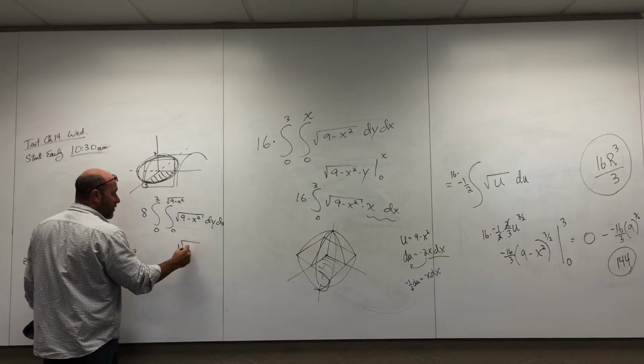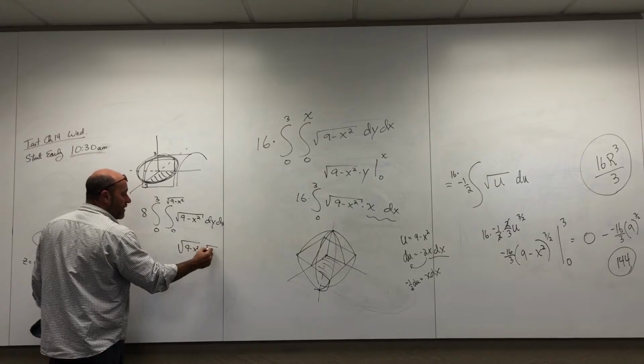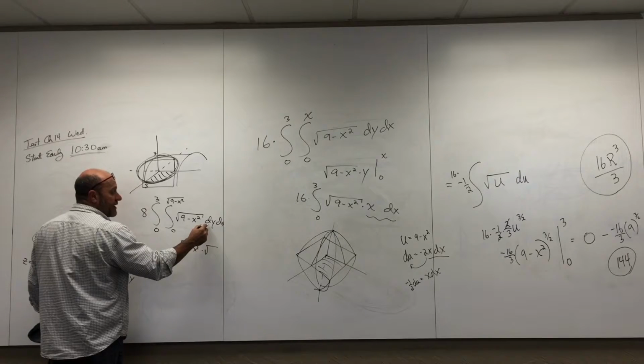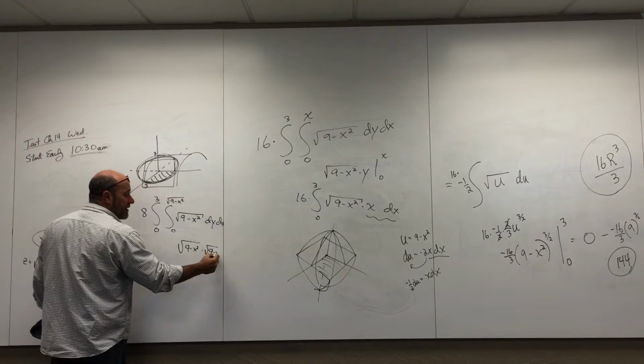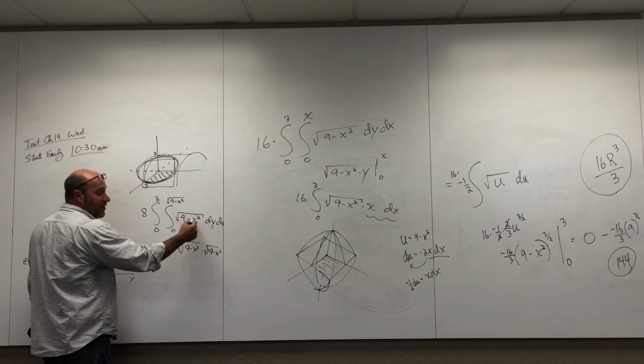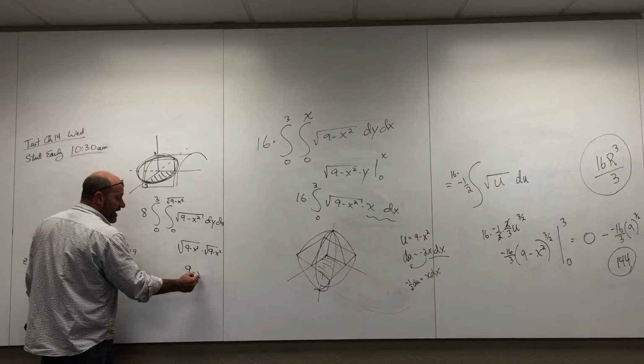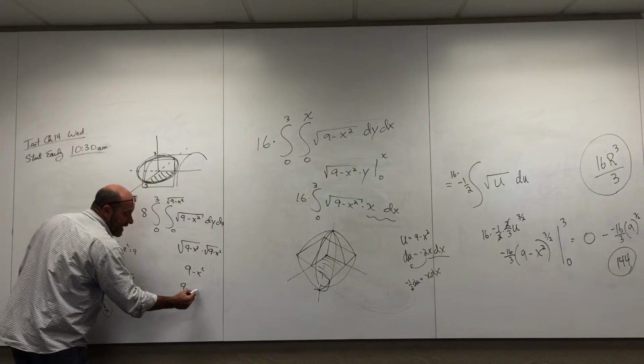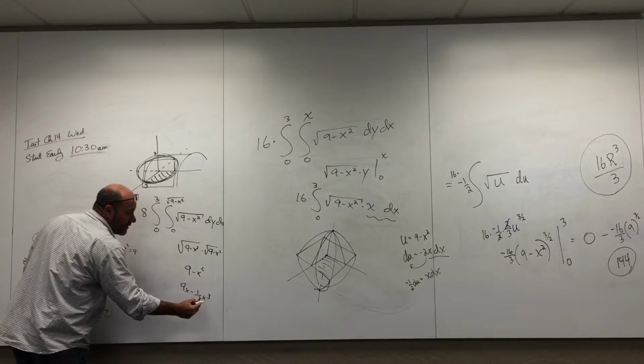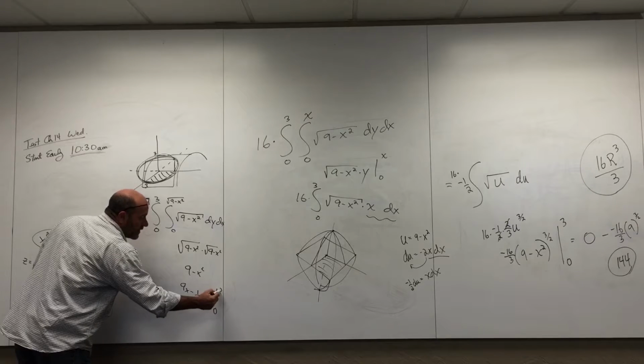So now what happens? When you integrate this, you get a y, right? You get this times y, and now you're plugging this in for y. That's kind of cool. So you integrate, you get a y, then you plug this in for y, which means you knock off your square root. So now you have this. Now you integrate 9x minus 1/3 x cubed. Yep. From 0 to 3.